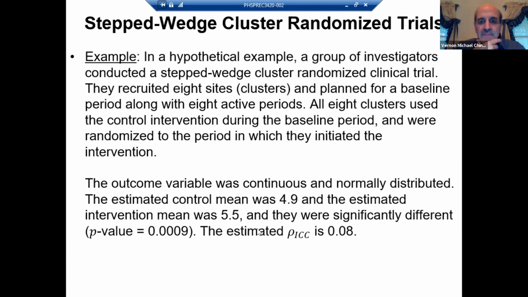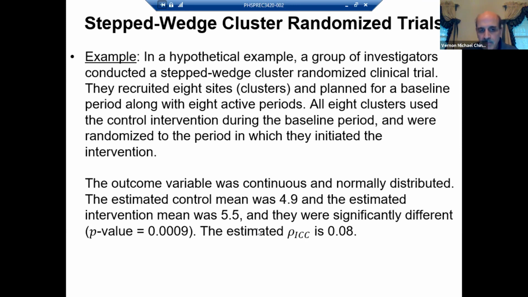So here's a hypothetical example. A group of investigators conducted a stepped wedge cluster randomized trial. They recruited 8 sites and planned for a baseline period along with 8 active periods. All 8 clusters used a control intervention during the baseline period and were randomized to the period or phase in which they initiated the intervention. The outcome variable was continuous and normally distributed.